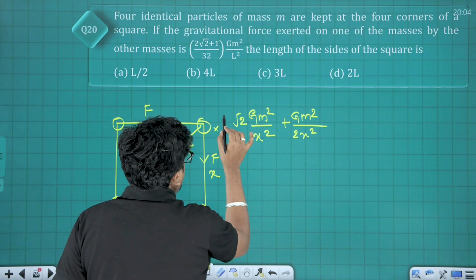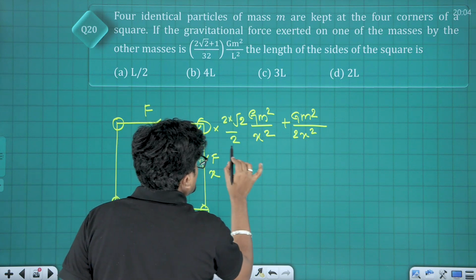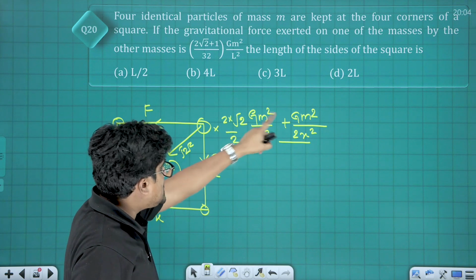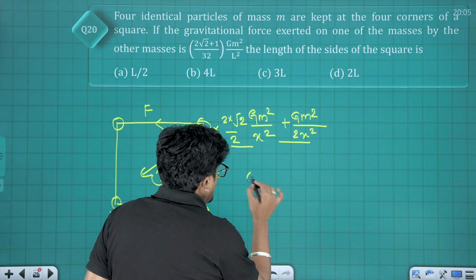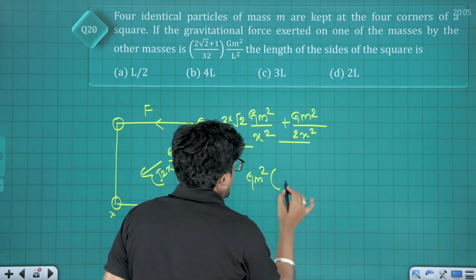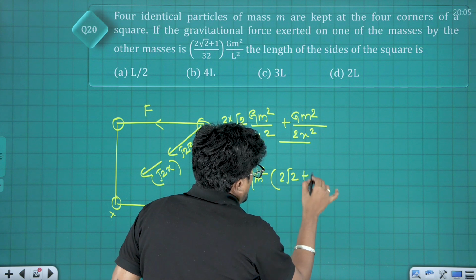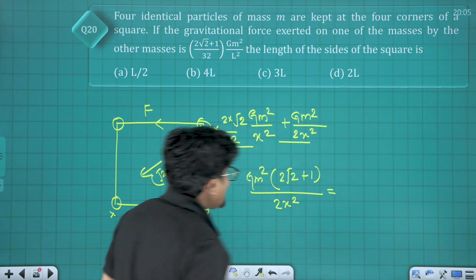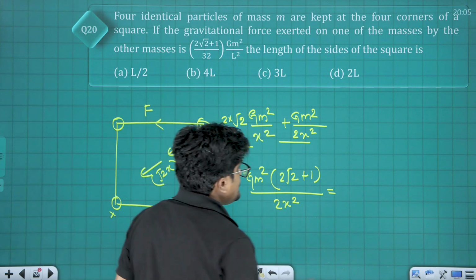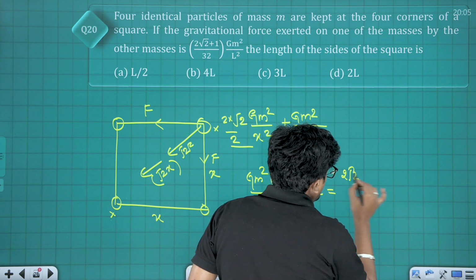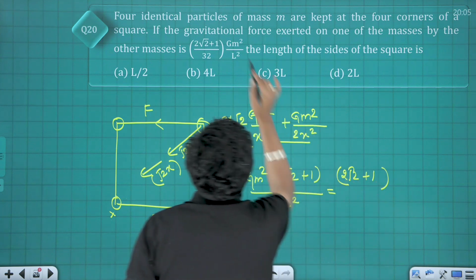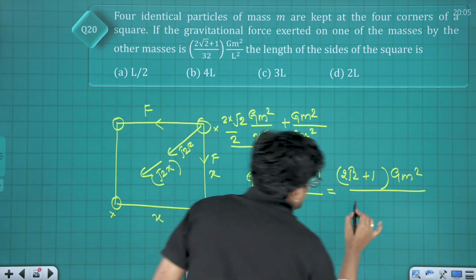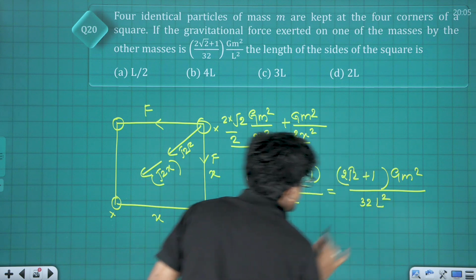Okay, let me multiply this with 2 and divide this with 2. On the denominator I have got 2x square as common. On the numerator, here I have got 2 root 2 gm square and there it is gm square. So gm square will come out, and here this is going to be 2 root 2 plus 1, all divided by, on the denominator, I have got 2x square. And as per the question, this is equal to 2 root 2 plus 1 into gm square all divided by 32 times capital L square.